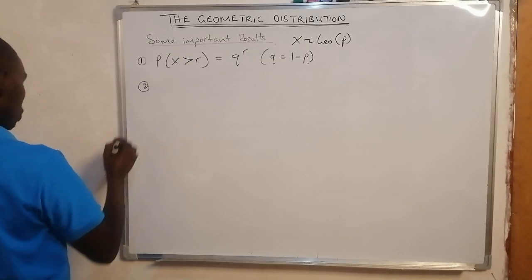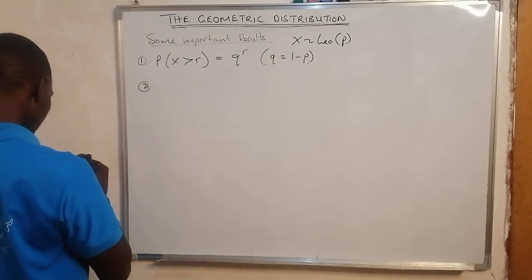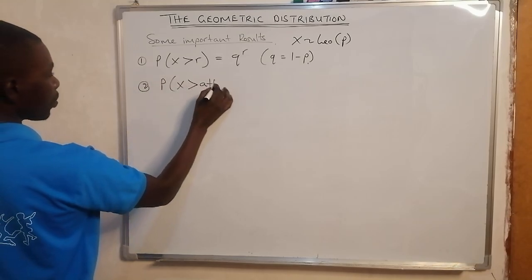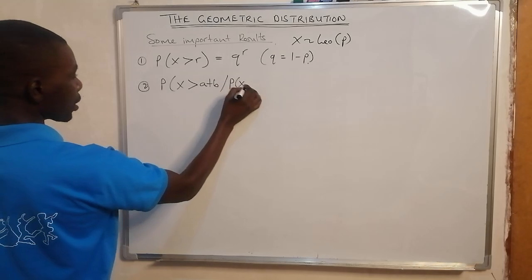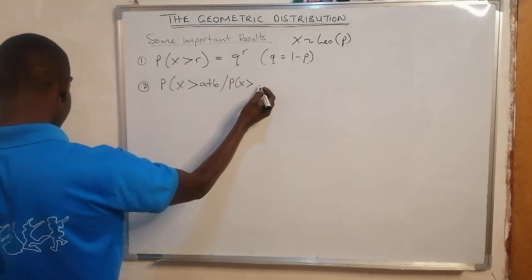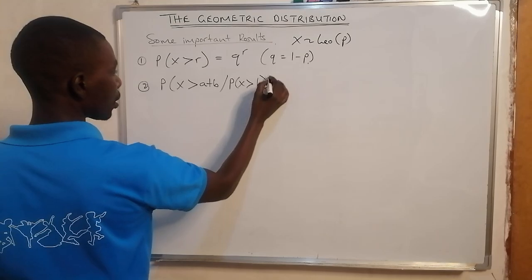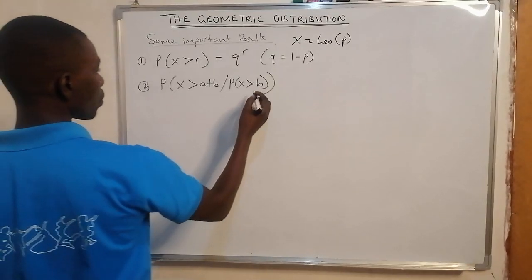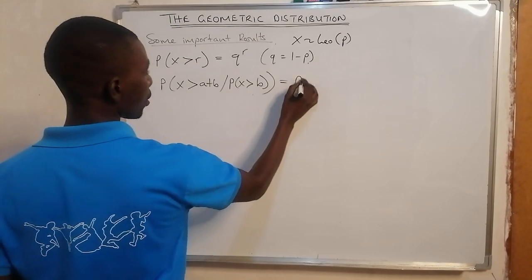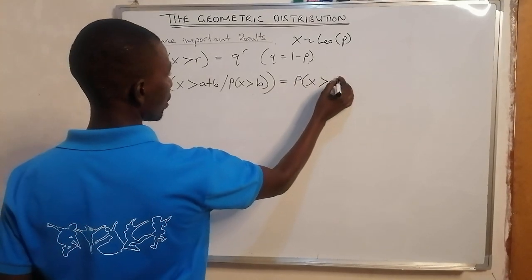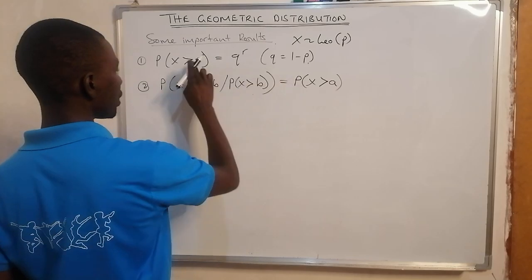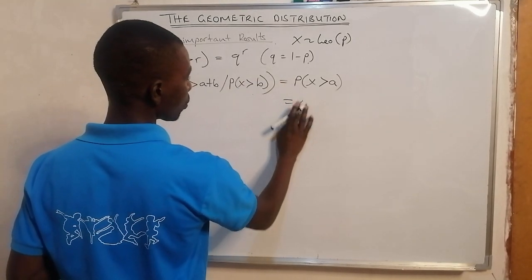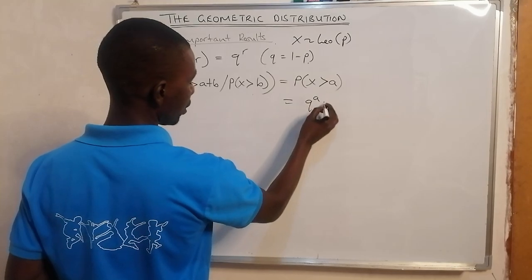Then result number two, let's say we are given P of x is greater than a plus b given P of x is greater than a or b. This one, b and b will cancel each other, so we will remain with P of x is greater than a, and remember this one will be the same as this one, that will be q to the power a, right?